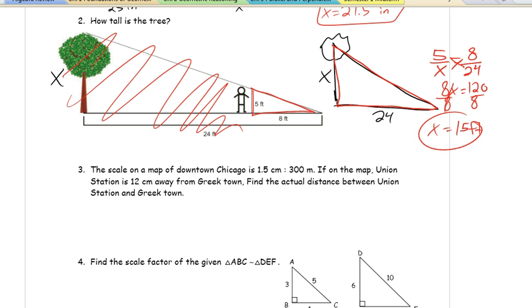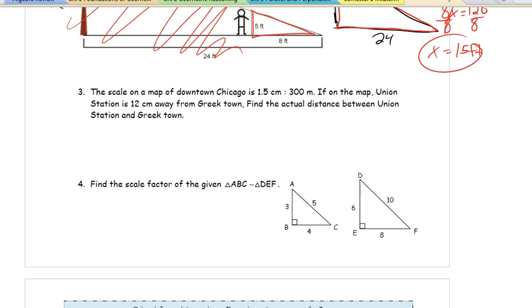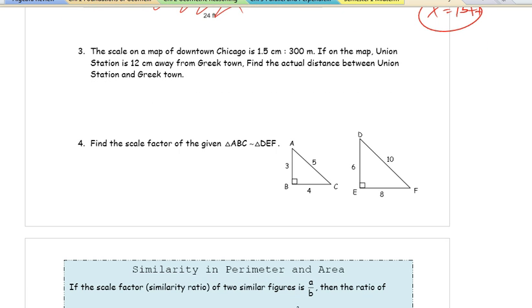The scale on a map of downtown Chicago is 1.5 centimeters to 300 meters. If on the map Union Station is 12 centimeters away from Greektown, find the actual distance between Union Station and Greektown. Okay, so again, a few different ways you can do this. 1.5 centimeters to 300 meters. That's our scale. So I'm going to go ahead and make it scale is 1.5 centimeters to 300 meters. Okay, so if on the map Union Station is 12 centimeters away, how far away is it in real life?